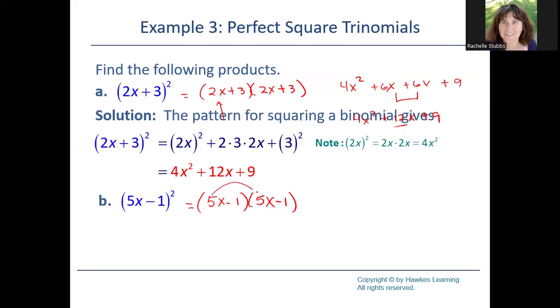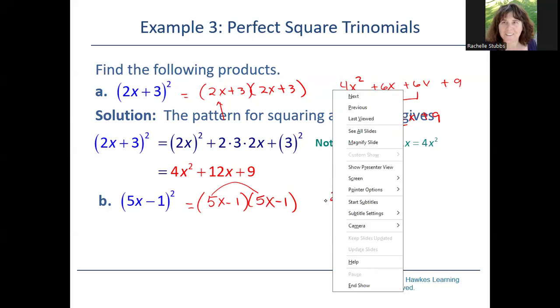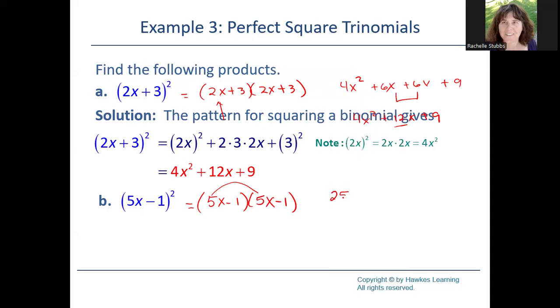The first term will be those two multiplied by each other, or 25x squared. The middle term is going to be 2 times 5x times 1. 5x times 1 is 5x, so it's just going to be minus 10x. And the end term is going to be negative 1 times a negative 1, plus 1. So I really get 25x squared minus 10x plus 1.